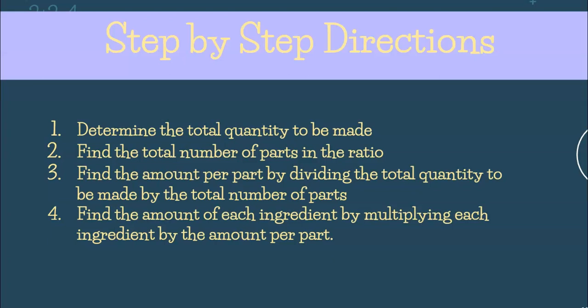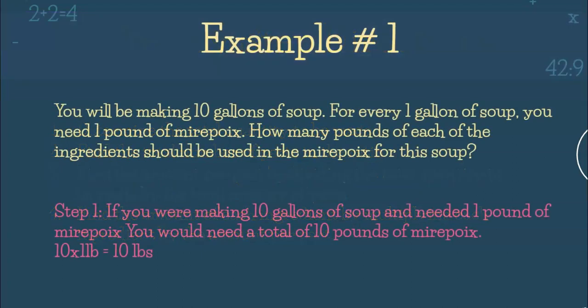First step, determine the total quantity to be made. You can look at the yield, look at the unit, etc. Number 2, you're going to find the total number of parts in the ratio. Sometimes it gives it to you, sometimes it doesn't. Number 3, you're going to find the amount per part by dividing the total quantity to be made by the total number of parts. Again, it's going to make much more sense when I show you the examples. And then step number 4, you're going to find the amount of each ingredient by multiplying each ingredient by the amount per part. Again, it will make more sense when we apply.